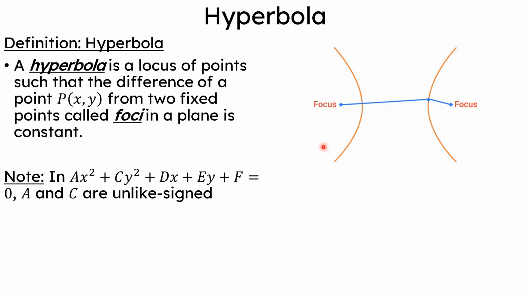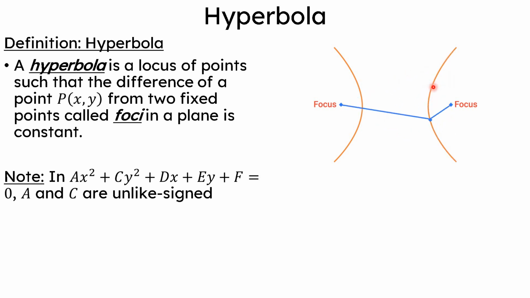In this video, we're going to talk about the last of our conic sections, which is the hyperbola. Now, we define the hyperbola as a locus of points such that the difference of the distance between this point P to two fixed points called foci is constant. So the difference between this line segment and this line segment would be constant.